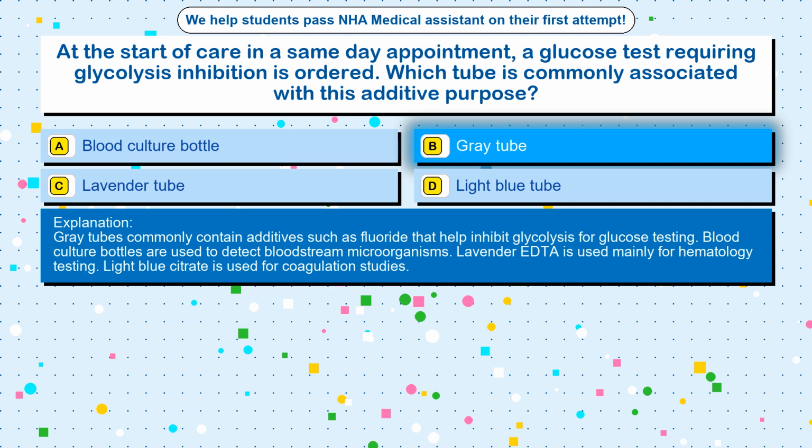Gray tubes commonly contain additives such as fluoride that help inhibit glycolysis for glucose testing. Blood culture bottles are used to detect bloodstream microorganisms. Lavender EDTA is used mainly for hematology testing.